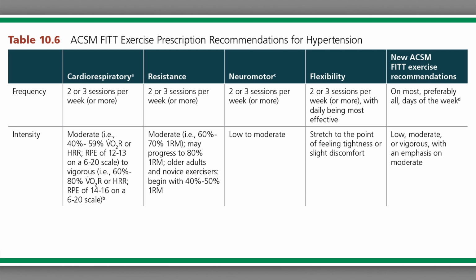If we're looking at the intensity of cardiorespiratory exercise, the moderate or vigorous, and here we have RPE of 12 to 13 or RPE of 14 to 16 on a scale. If somebody's on a cardiovascular drug, their resting heart rate might not be, or their exercise heart rate might be blunted, and so the RPE is a good way to go.